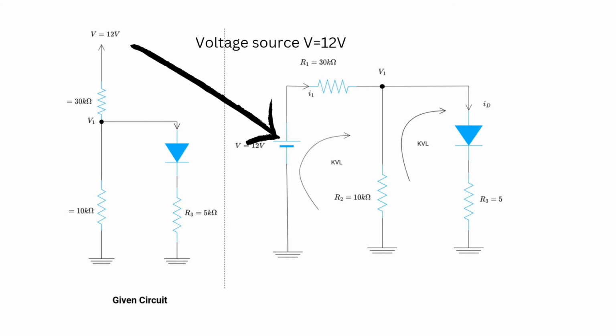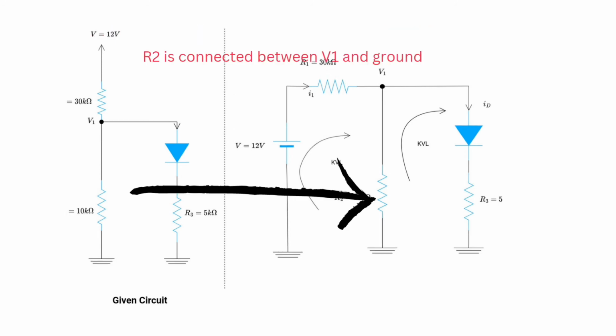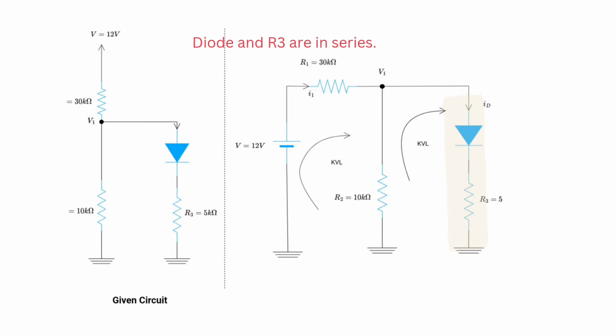I just redraw the circuit. You can see this is V1. This is applied voltage V. This is R1. This is R2. And in the last, diode is connected in series with R3.